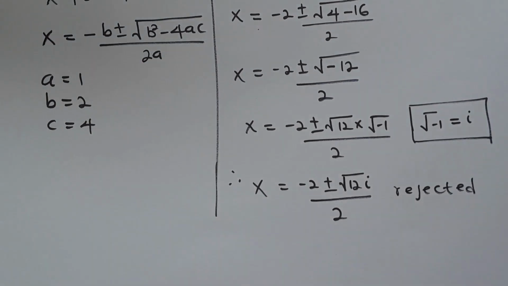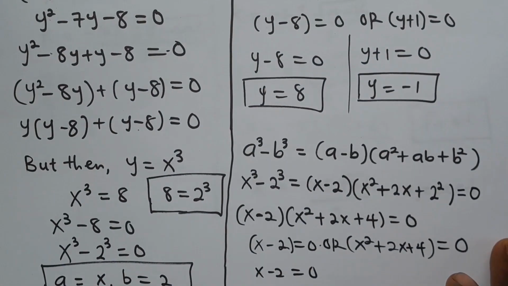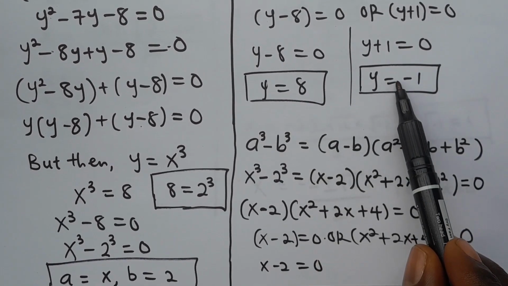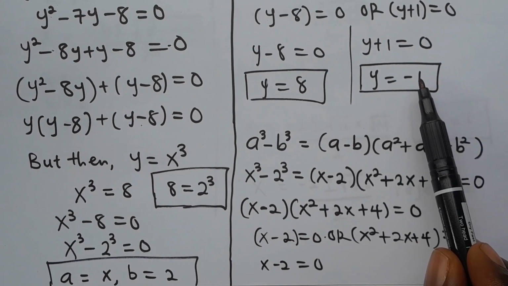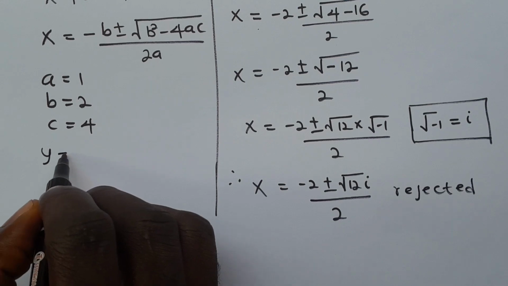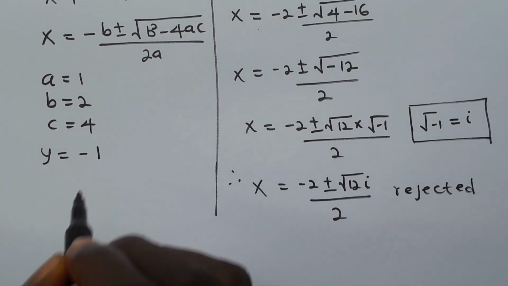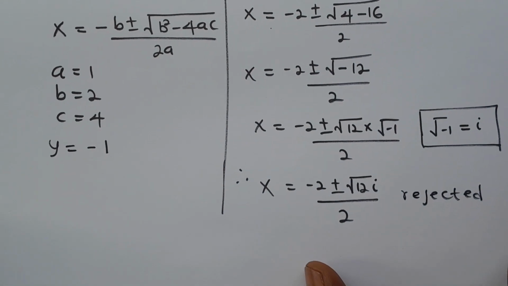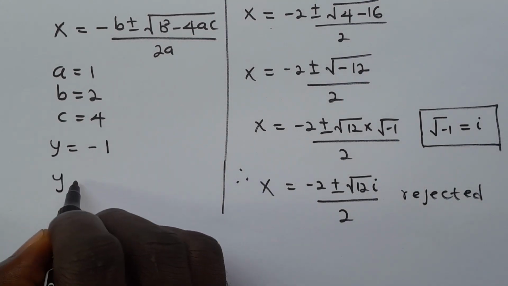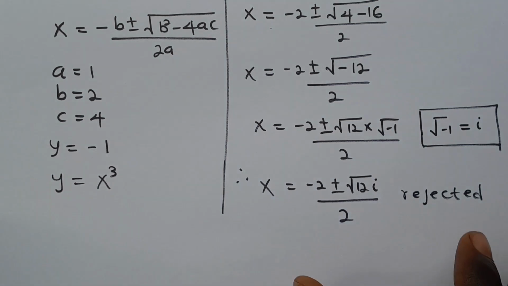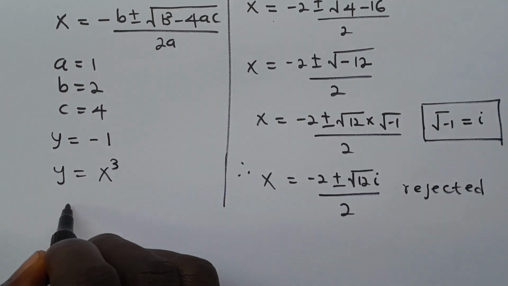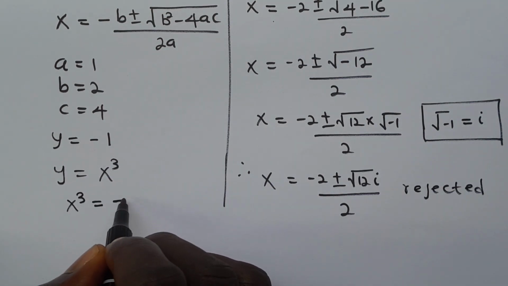Again, at y equals 8, we find the value of x. Also, we want to find at y equals minus 1, what will be the value of x. Then we have y to be equals minus 1. And note that y has been given to be equals x cube. So we have x cube to be equals minus 1.